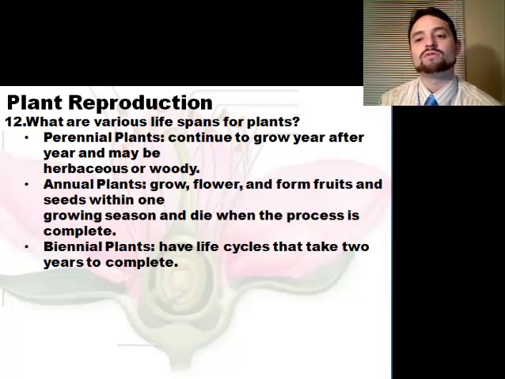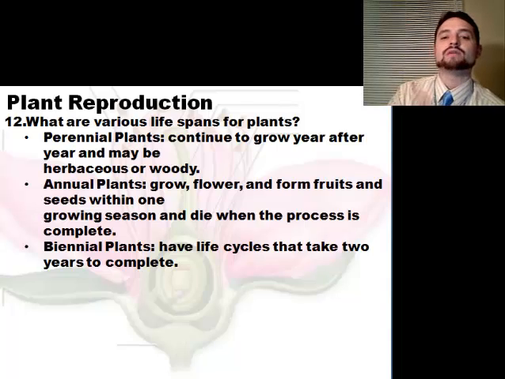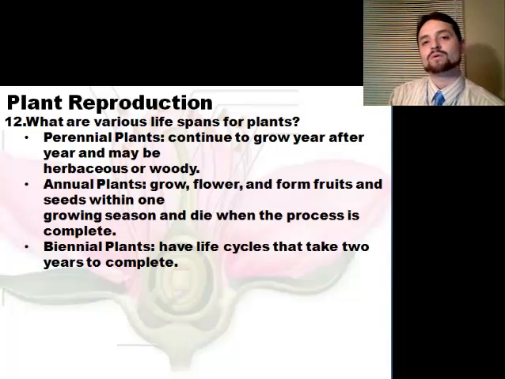Annual plants grow, flower, form fruits and seeds within one growing season and die when the process is complete. And then biennial plants have life cycles that take 2 years to complete. So you'll have a growth year, and then you'll have a flower year that will produce a seed, and then it will die. So you've got 3 different life cycles there that wraps up plants for us.